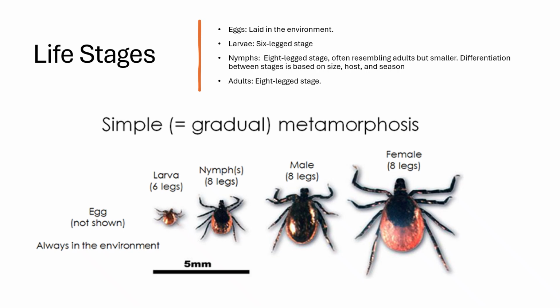The mites and the ticks are characterized as having the hemimetabolous type of life cycle, or incomplete life cycle. The life stages include the eggs, the larvae, the nymph, and the adults. For the eggs, they are laid in the environment. The larvae are 6 legged, as shown in the diagram. The nymphs are an 8 legged stage, often resembling adults, but they are smaller. The differentiation between stages is based on the size, the host, as well as the season. For the adults, they are also eight-legged. And in this diagram, you have here the male adult tick, and we also have here the female adult tick.